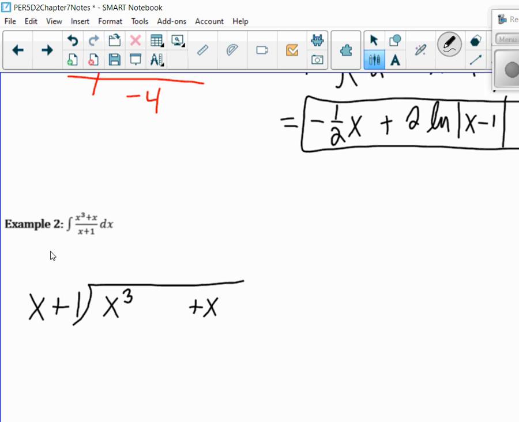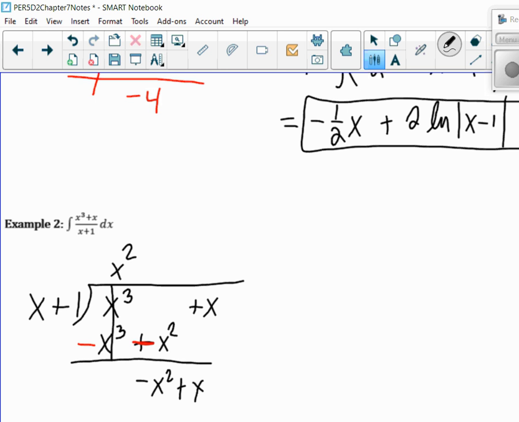Okay? All right, how many times does x go into x cubed? Nope, that would be 3x. Try again. x squared. So x squared times x is x cubed. x squared times 1 is plus x squared. What do I do then? I switch the signs to subtract, and what am I left with? Negative x squared plus x.